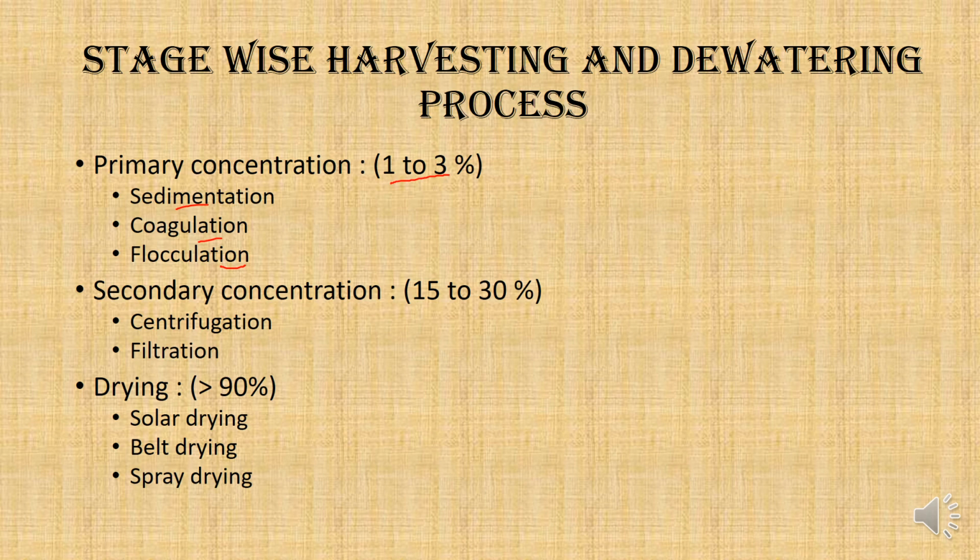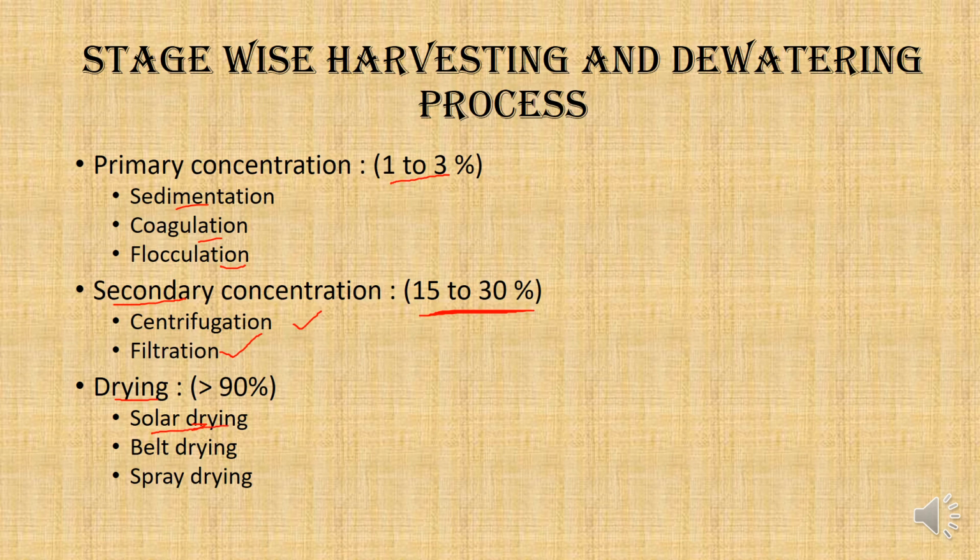Then after doing primary concentration, this pre-step, we do the secondary concentration, where 15 to 30% concentration of algae can be obtained, and usually done by centrifugation and filtration. So then after getting a 30% concentration, we are using the drying process, where we have solar drying, which is a very commonly used process.